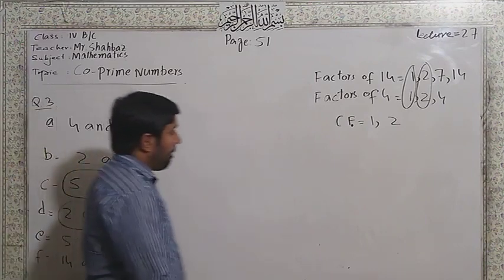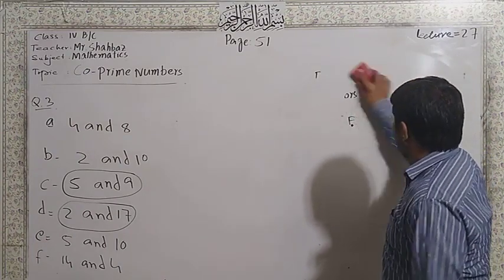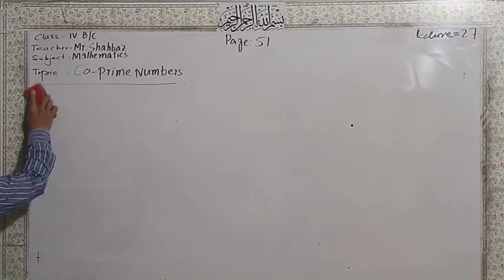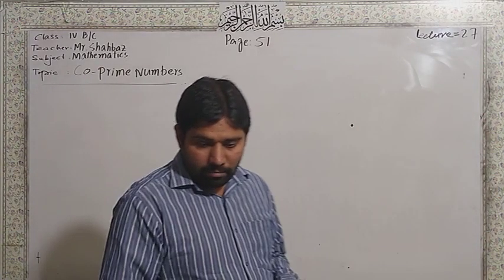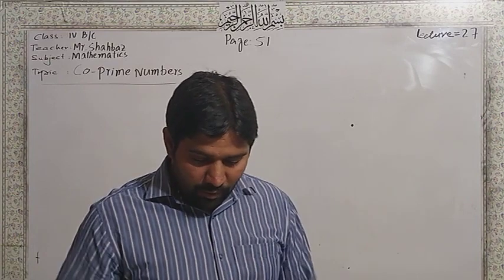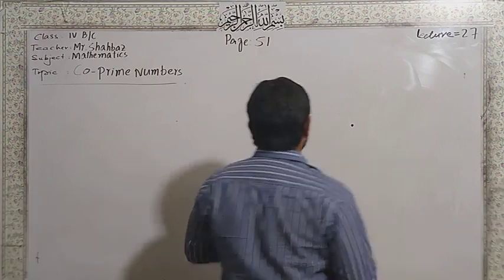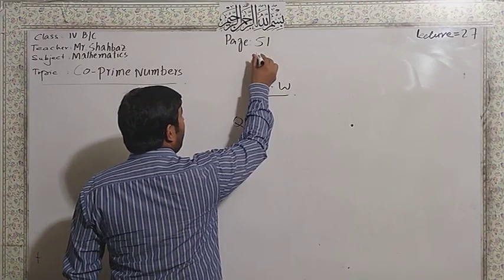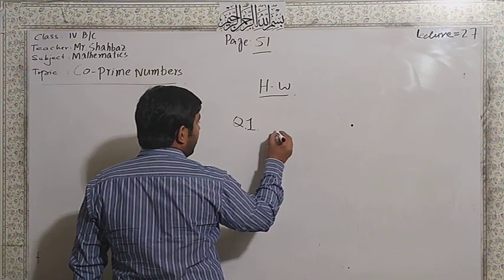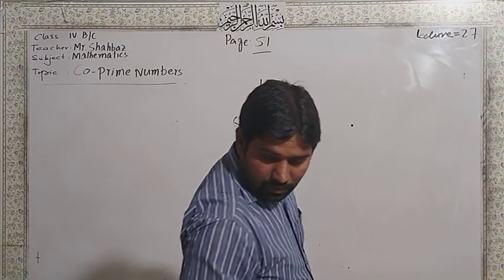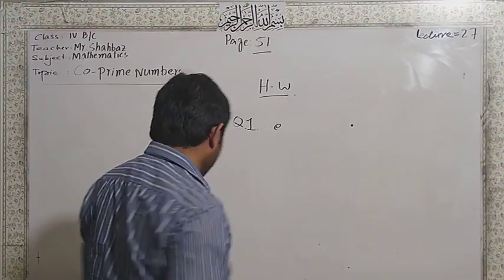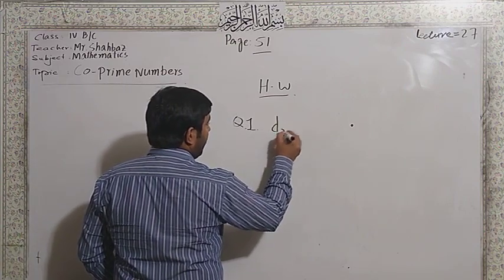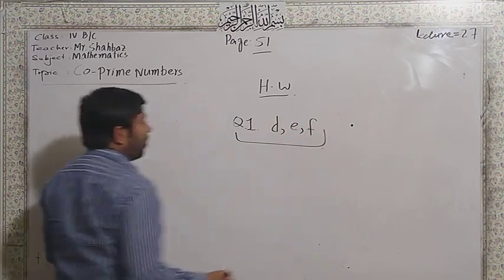Now you have your homework. Your homework is question number 1, parts A, B, C I did, and you have to do parts D, E and F. Question 1, book page 51, parts D, E and F. This is your homework.